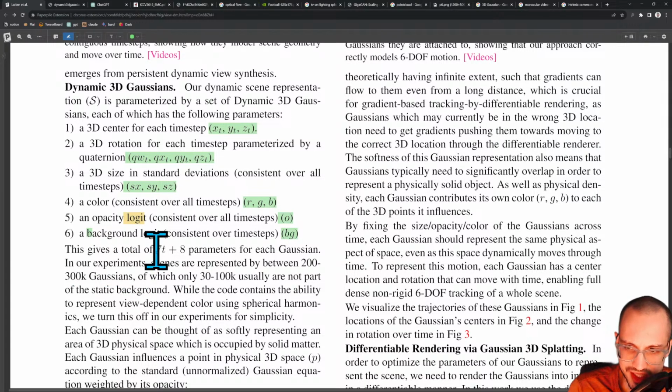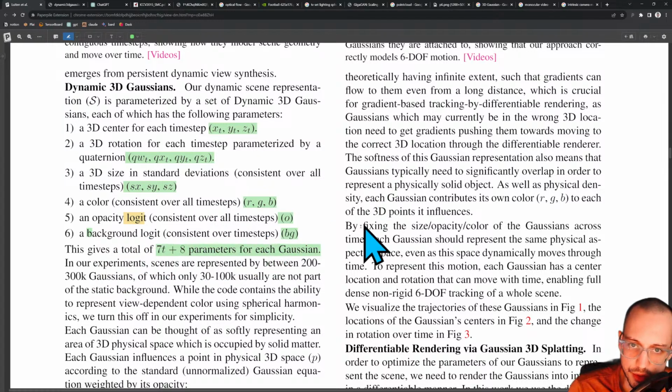This gives a total of 7t plus 8. So if you count all of these up, you basically get 7t plus 8 parameters for each Gaussian, which isn't too bad, right? And you can probably use slightly different data types for some of these. The color, you could use uint8, which is a very small data type. For these rotations and centers and sizes, you probably want to use something like a float, maybe float16, maybe bfloat16. Does that even make any sense in this context?